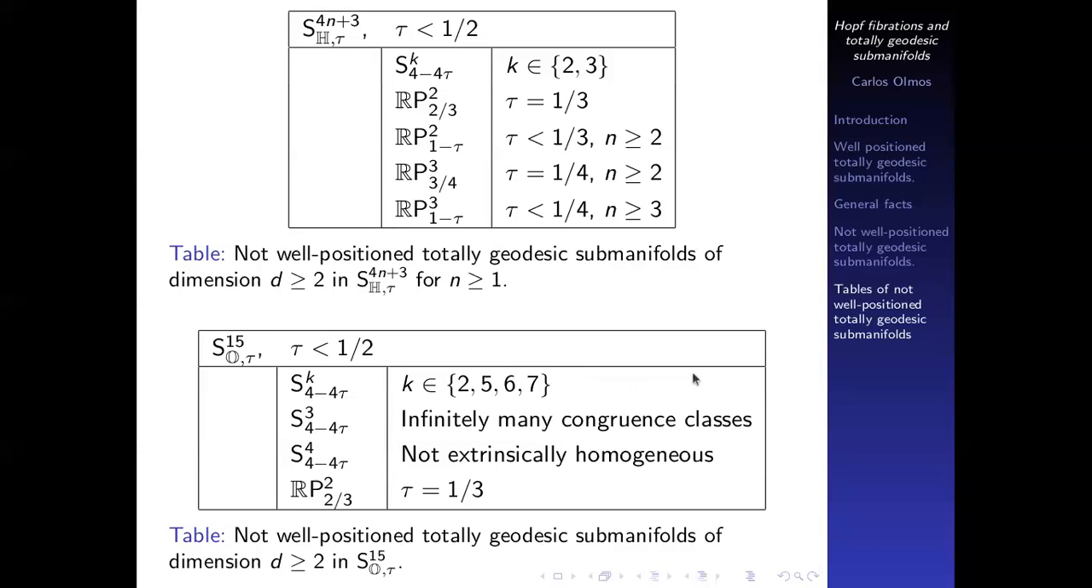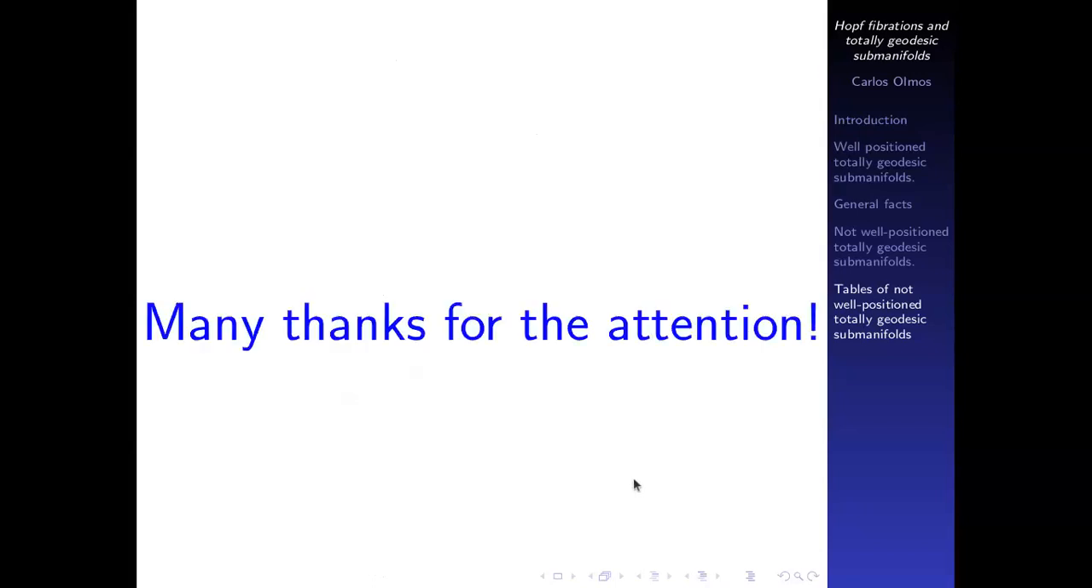This is the congruence classes of the totally geodesic submanifolds. Also, let's say again, for example, in the 15th sphere, there are 7 spheres that are not well positioned, totally geodesic, but the group that acts transitively on it is not the full group of the 7th sphere. And this implies that some of the spheres are homogeneous and others are not anymore homogeneous, of less dimension. So, okay, we finish here the exposition.